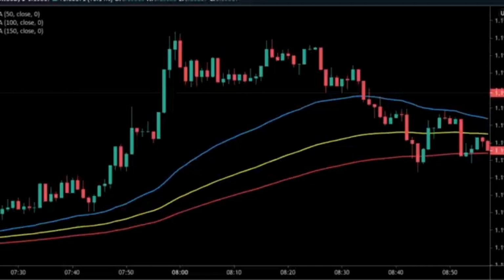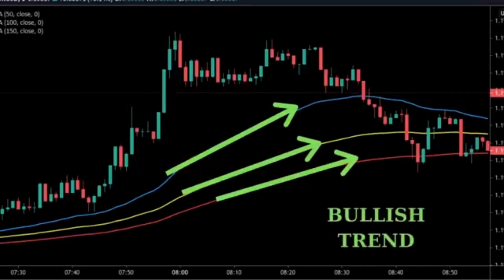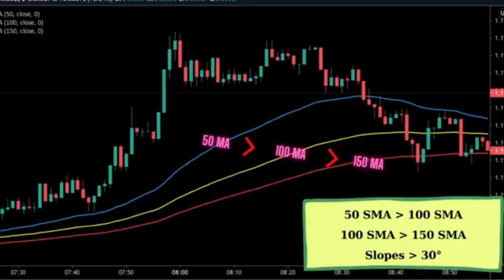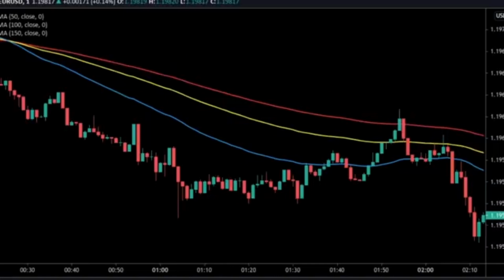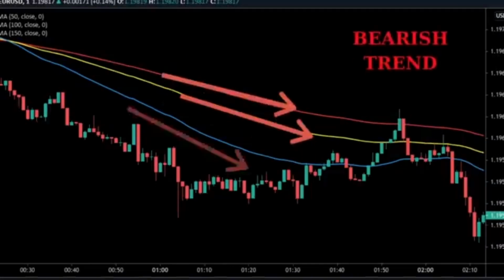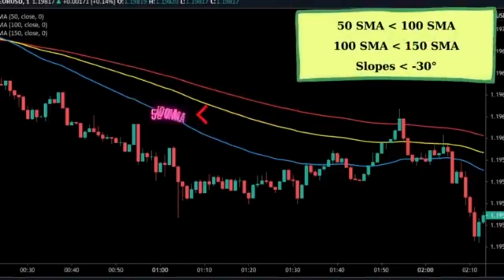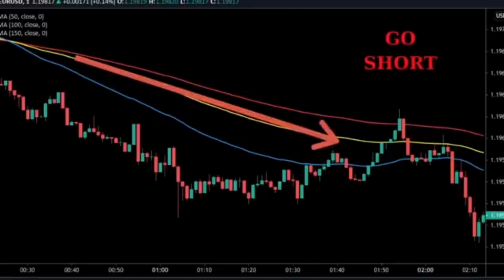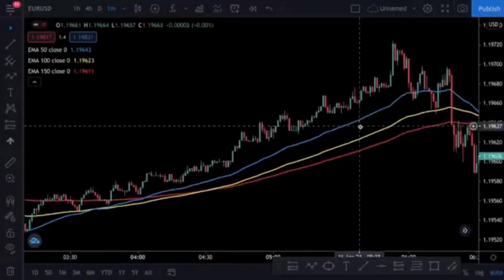As I told you, EMA shows us the trend. The 50-period EMA shows us the short-term trend, while the 100 and the 150-period EMAs show us the long-term trend. If all of the moving averages have a positive slope, it means that we have a bullish trend. And in a strong bullish trend, slopes of all of the moving averages are higher than 30 degrees. Similarly, in a bearish trend, all of the moving averages are moving downwards. In order to become a profitable trader, we should trade in the same direction as the trend. So we will only open long positions if there is a positive trend. And we will only look to go short if the trend is negative.